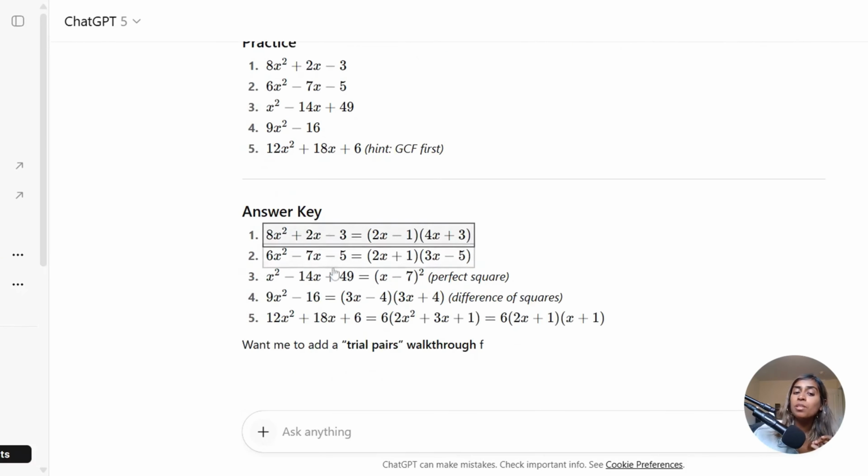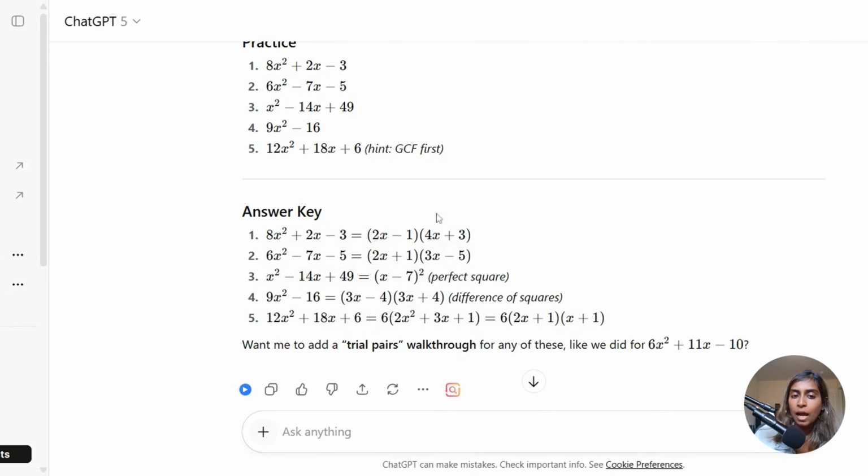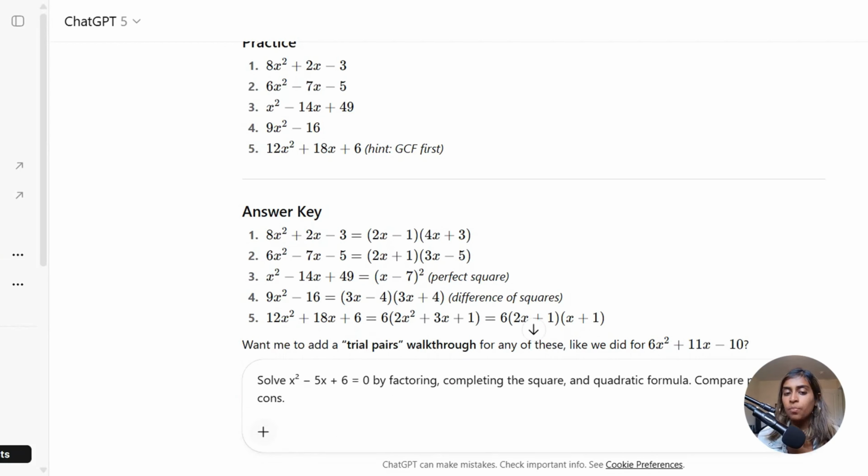So again, if we now needed this to be laid out for us step by step, we could ask it to give us the answer step by step, but right now we don't need it. Let's move on to a different thing. So we're going to ask it to solve x squared minus 5x plus 6 equals 0 by factoring, completing the square, and quadratic formula.